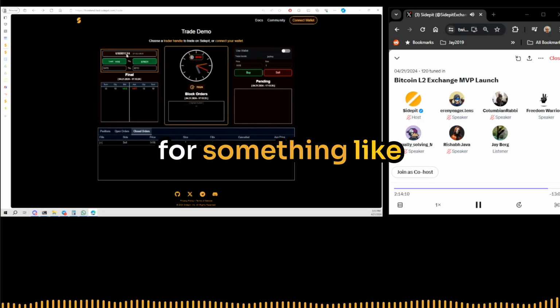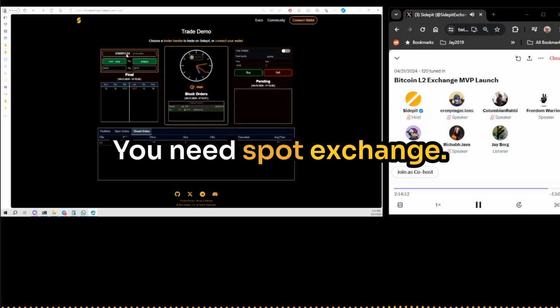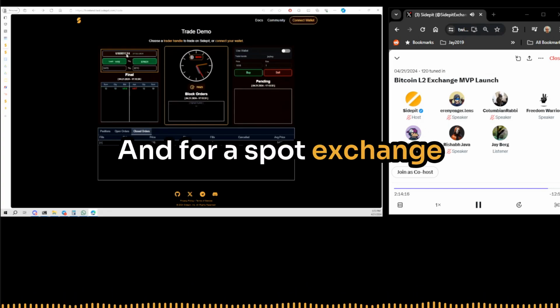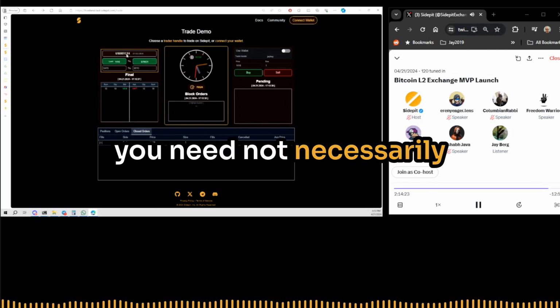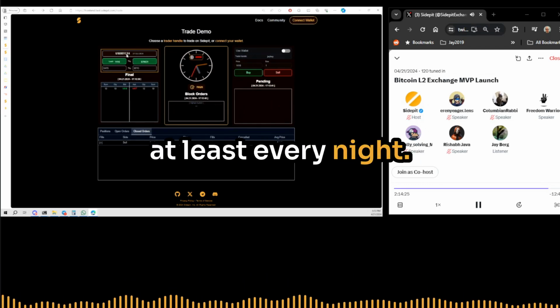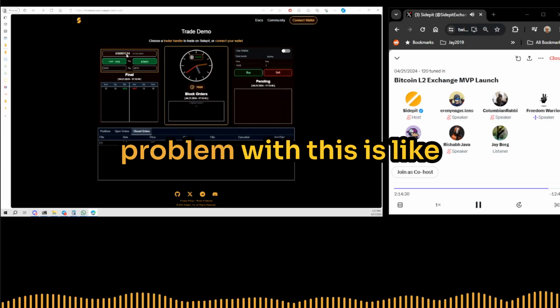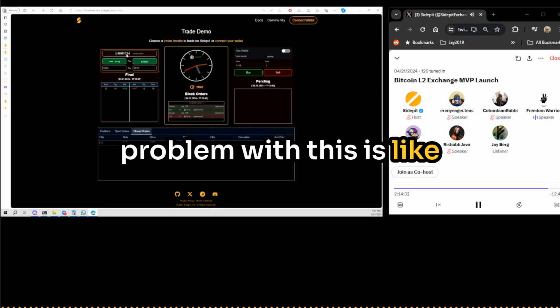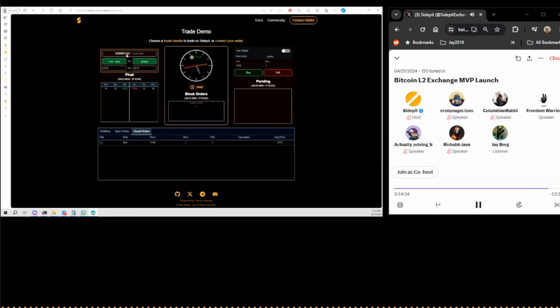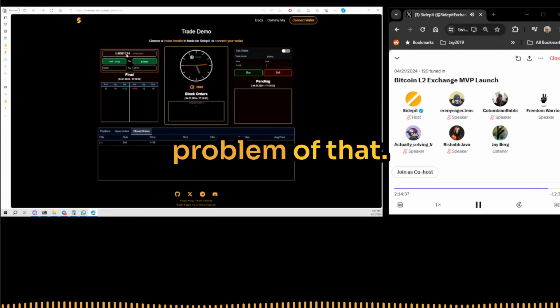But the truth is, for something like runes, you need cash. You need a spot exchange. And for a spot exchange, you need not necessarily instant delivery, but at least every night. Yeah, every night you need delivery. That's the biggest problem with this, the liquidity, pretty much. So everyone else is solving the problem of that.